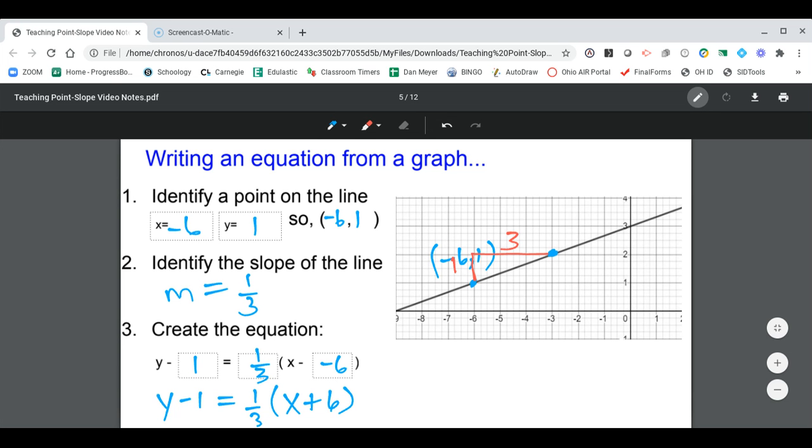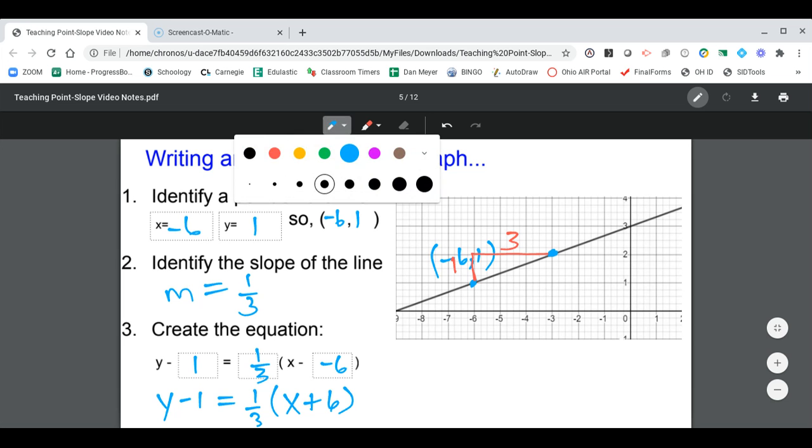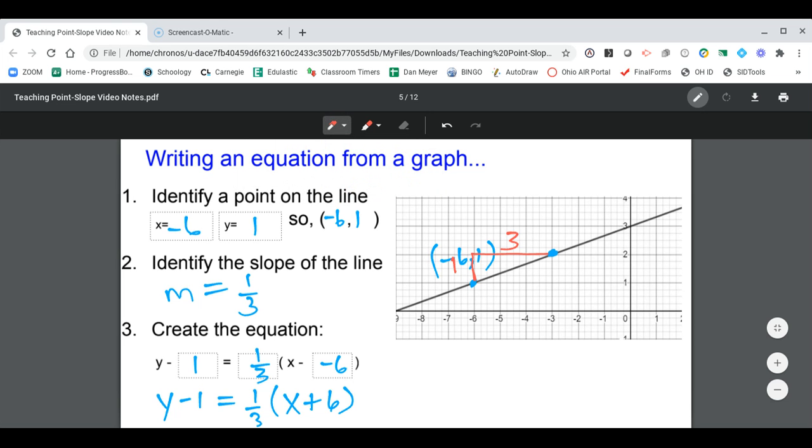So let's one last time make that connection. This time I'm not going to use the highlighter because it doesn't work. When my x coordinate is -6, notice in my equation, it's a +6. When my y coordinate is a +1, notice in my equation, it is a -1.